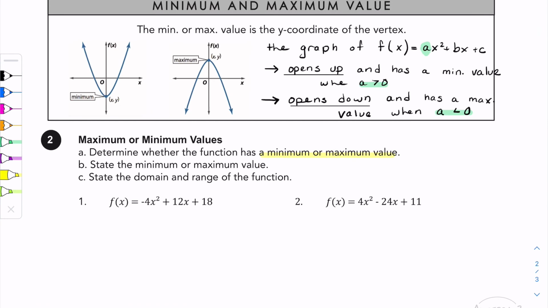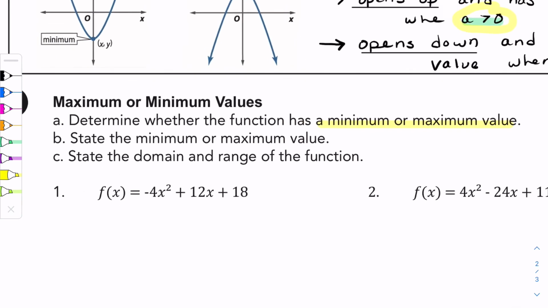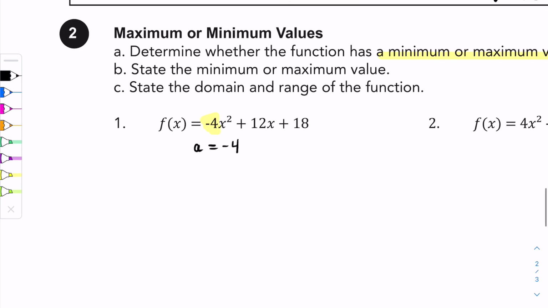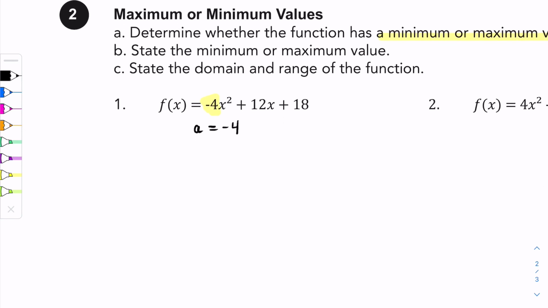We determined that if the a value is greater than 0, it's going to have a minimum. And if the a value is less than 0, it's going to have a maximum. In this case, we are specifically looking at our a value. Here we have an a value of -4. So if we have an a value of -4, that's less than 0, and that's telling us that the graph is opening down and therefore has a maximum.